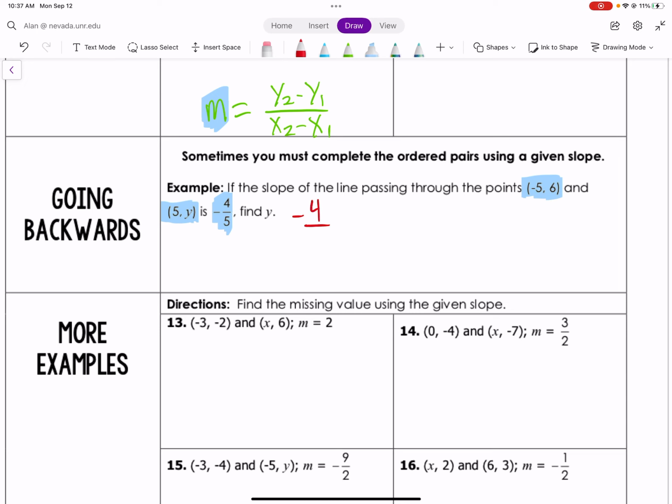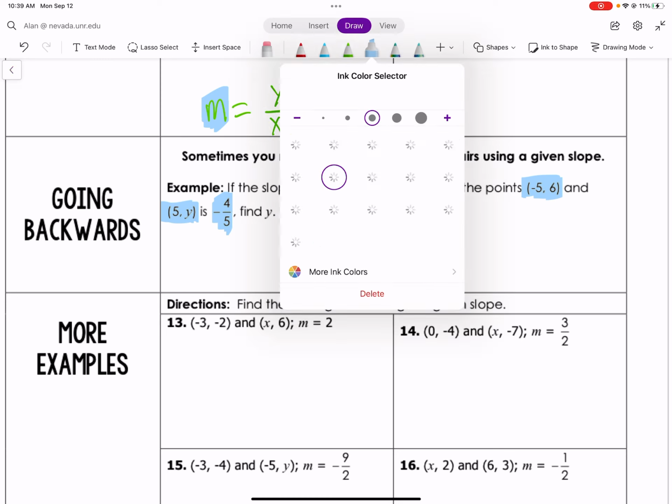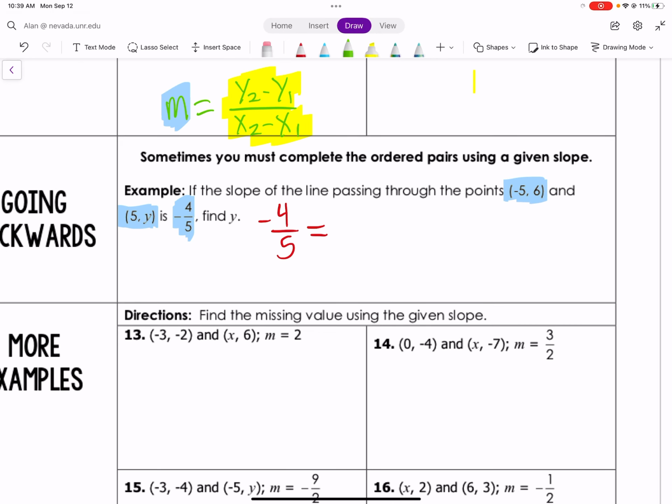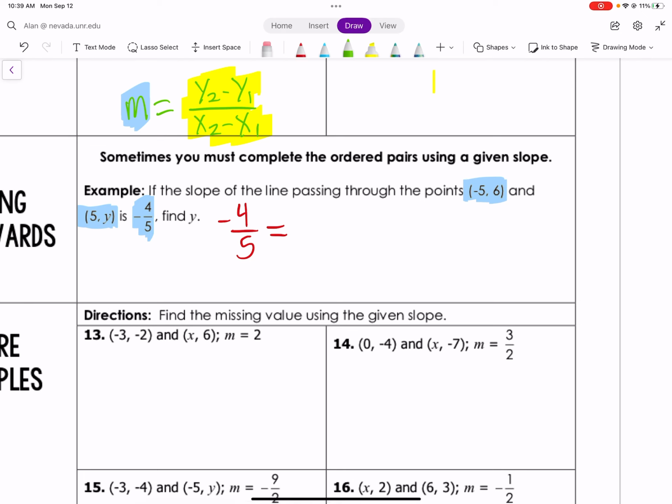So -4/5, our value of m is equal to, now we need to fill in everything that is left here so we can solve for one of those y's. So let's label these 2 points just like we did in these last few examples. So I take the first point I see, -5, 6. I label it x1, y1. And the second point I see, x2, y2. Even though that y2 is a variable y, we're going to solve for it. And we plug in to our slope formula. So our value of y2 is actually just y. So we leave it as y.